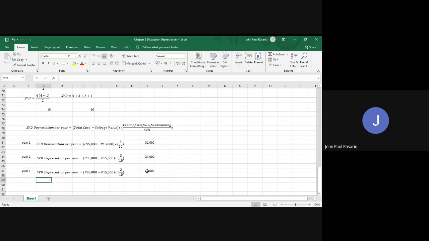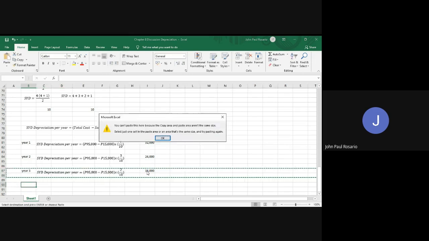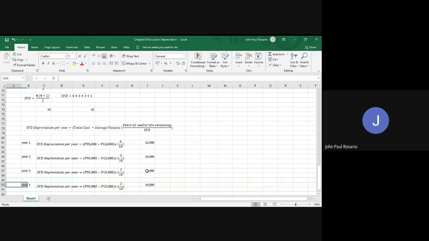And then on year four, that would mean 1 over 10, which is 8,000. Okay, so after determining all of your depreciation expenses for the 4 years, you can now build your depreciation schedule.